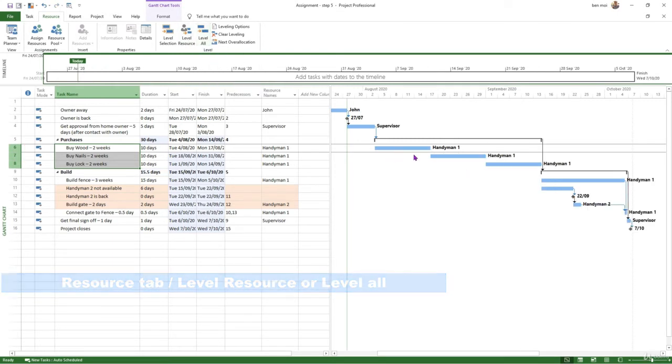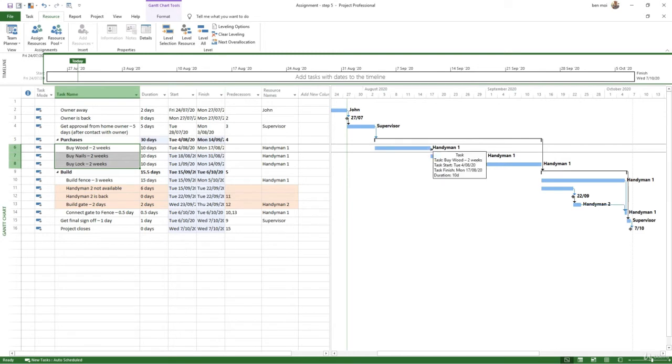Note that there are actually no dependencies here, but what Microsoft Project has done is ensure that this resource is not overallocated. When that resource was overallocated, MS Project moved one of the resource's tasks to the right to ensure that there's no more than 100%. Microsoft Project didn't link those tasks, but it just put them one after the other to prevent the overallocation here.